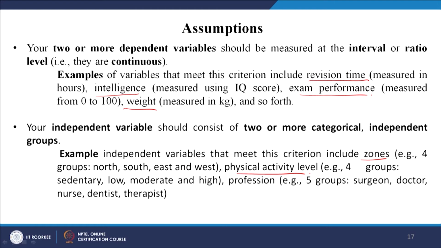What physical activity does he have, right. So, there are 4 groups, for example, sedentary, low, moderate and high. What is his profession? Surgeon, doctor, nurse, dentist and therapist. So, when I have this kind of a condition, you see my independent variables are categorical, dependent variables are in a ratio or interval scale.